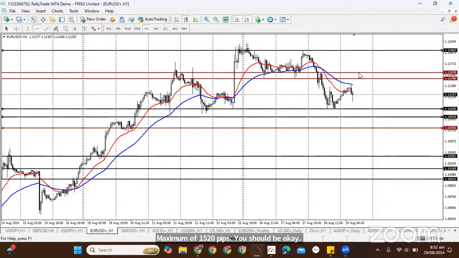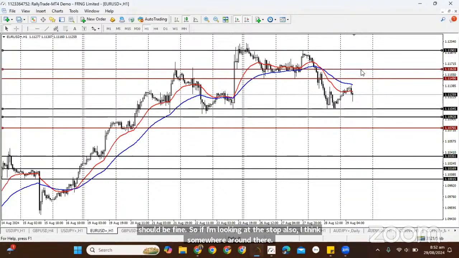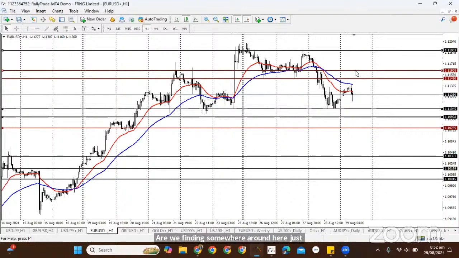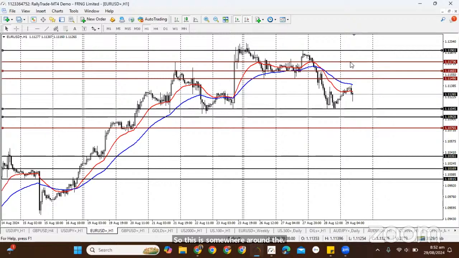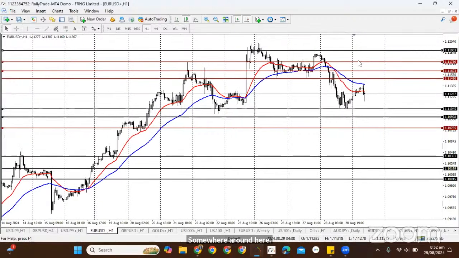So if I'm looking at the buy stop also, I think somewhere around here, I'll be fine. Somewhere around here, just a bit up so that I can ignore some places. Then I'll be looking at taking profits somewhere around here. Okay, so don't forget, your take profit should not be too far.